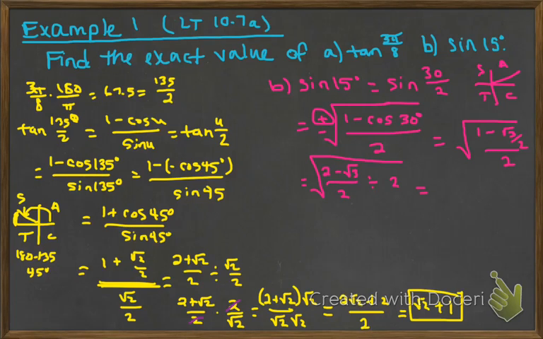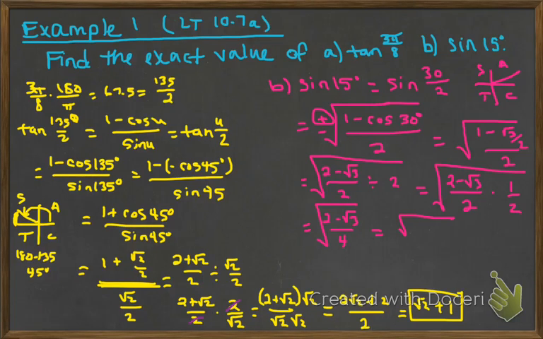Okay, so then I'm going to do leave, change, flip. So I've got 2 minus the square root of 3 all over 2 times 1/2. Again, still inside the square root. So then I end up with 2 minus the square root of 3 all over 4, inside the square root. And now I just break it up into the square root of the top over the square root of the bottom.